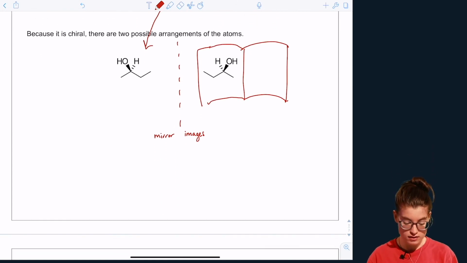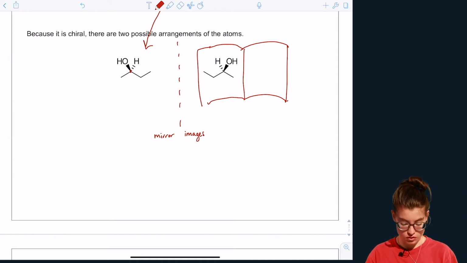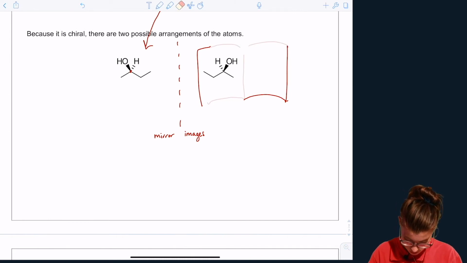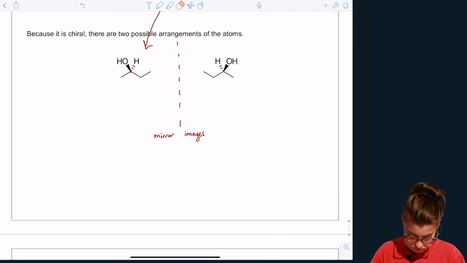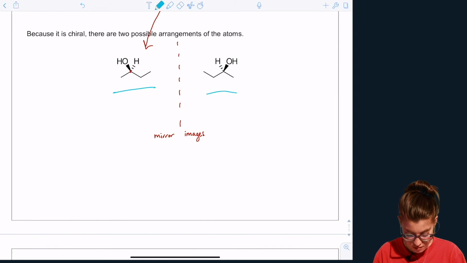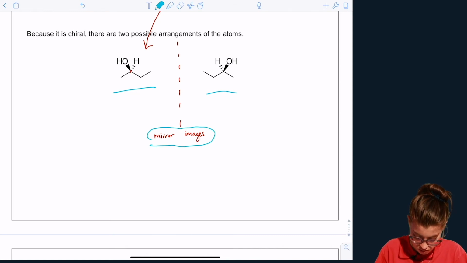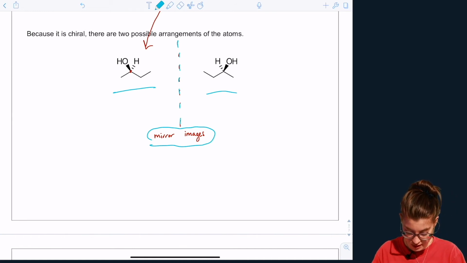Because this carbon is chiral, there are two possible arrangements for this particular carbon. What we have drawn here, let's ignore this real quick, is this molecule versus this molecule. They both seem very similar, and they are in fact mirror images of each other. Pretend that these dashed lines are an invisible mirror.